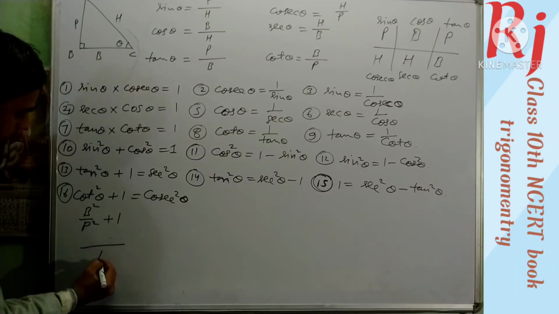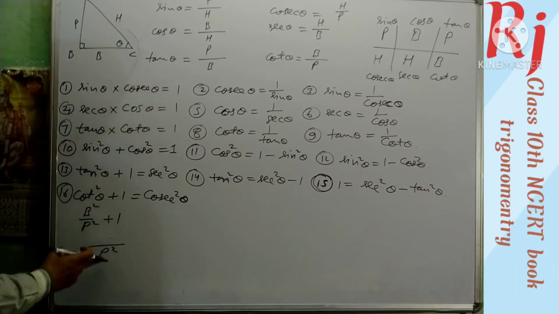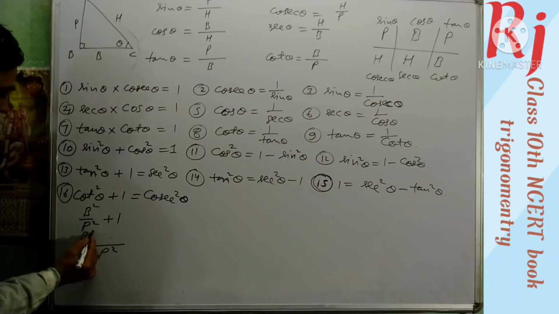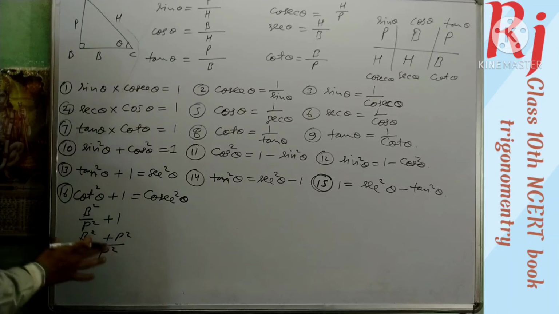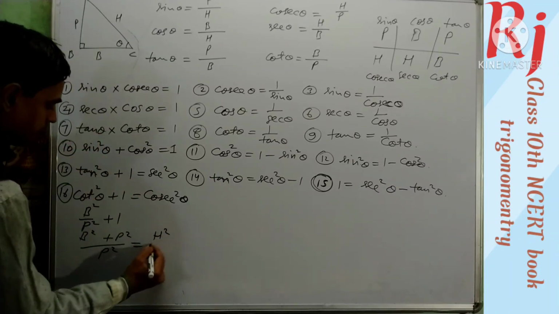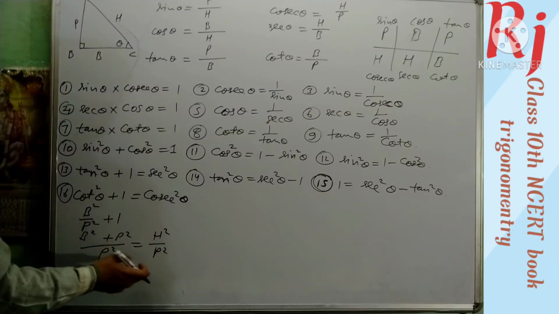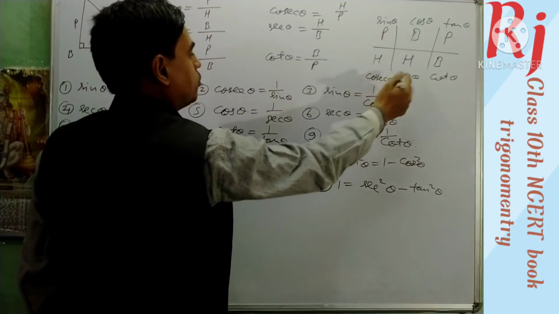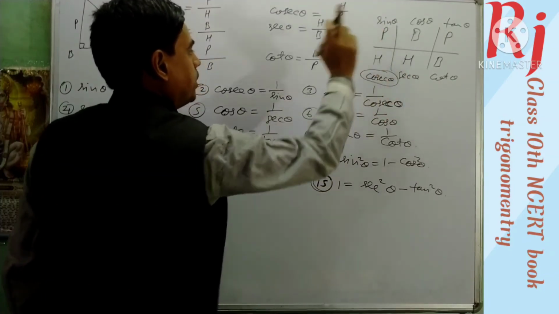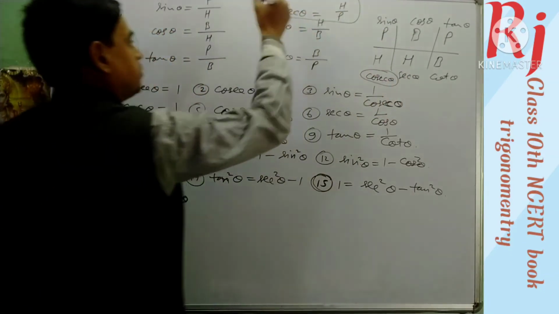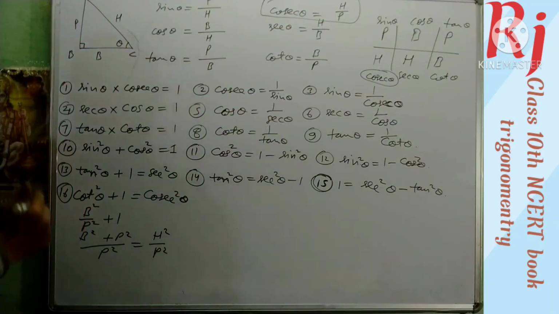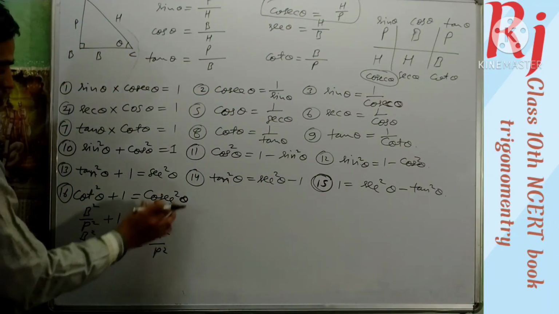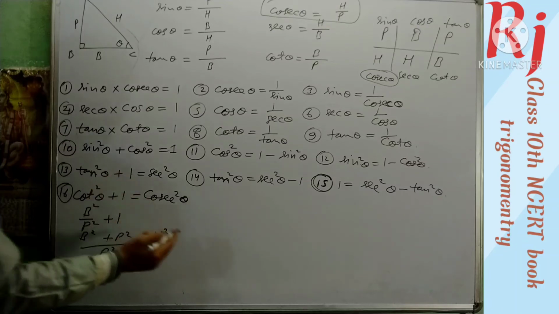Now I will take the LCM, and the LCM will be p square. Then if I solve, by the Pythagoras theorem I will get h square upon p square. So h upon p equals cosec theta. Okay, now I have written this formula here, so that's why it equals cosec theta. So now I have proved the 16th formula.